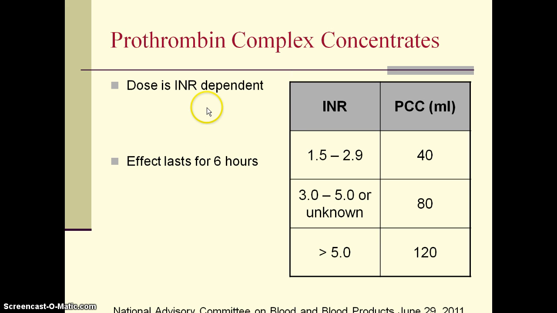PCC dosing is INR dependent. To be eligible for the PCC, the baseline INR has to be at least 1.5. If the INR is 1.5 to 2.9, the standard dose is 2 vials or 40 cc's. If the INR is 3 to 5 or unknown, then we give 80 cc's. The maximum dose given is 120 cc's, or if the INR is already greater than 5.